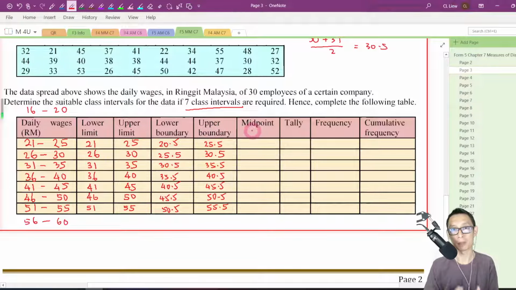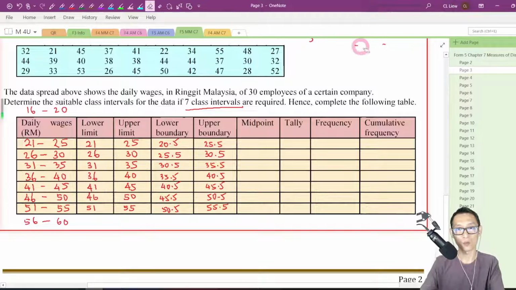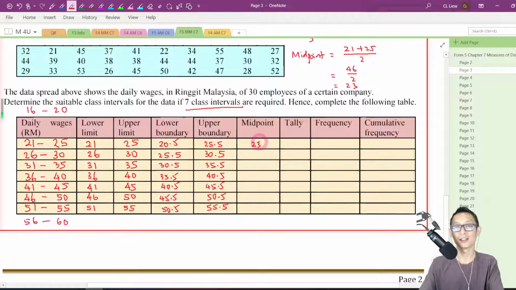How do we determine the midpoint of every class interval? Same thing, we actually have various methods to get the midpoint of a class interval. Now, the majority of the students will use this way. 21 plus 25, which will give you 46. Okay, let me write over here. Let's say I want to find the midpoint for the first class interval. It will be 21 plus 25 divided by 2. So this is 46 divided by 2, you will get 23, right? Okay, this is the first method.